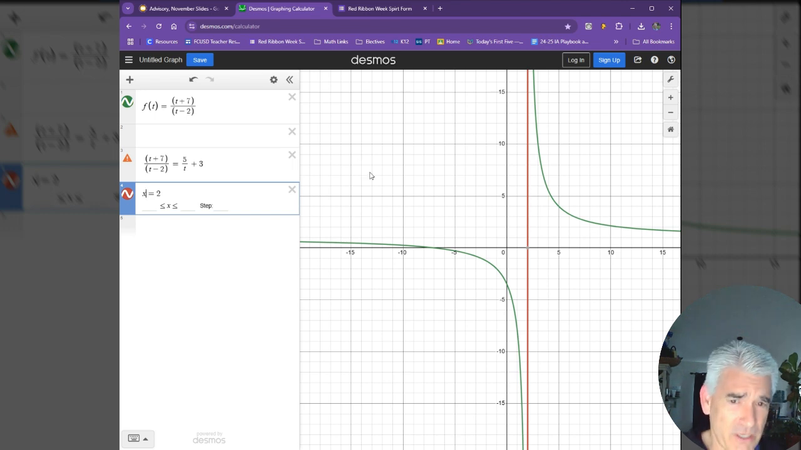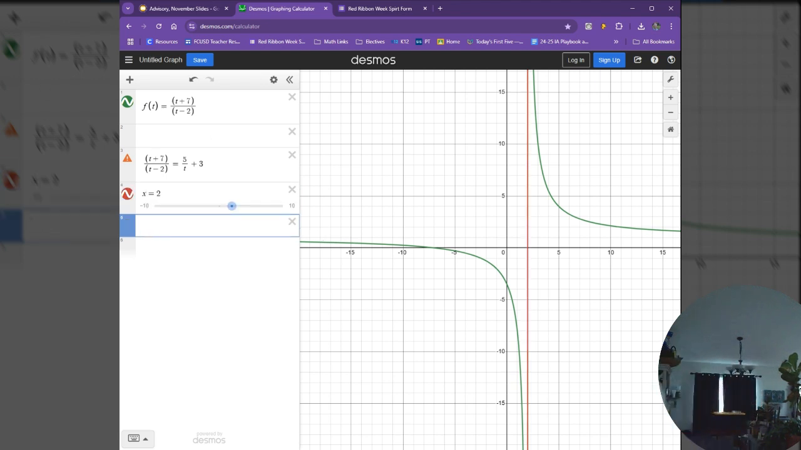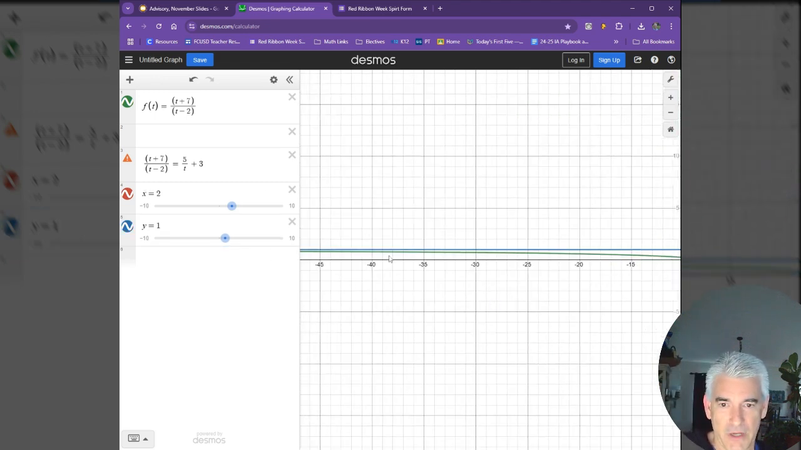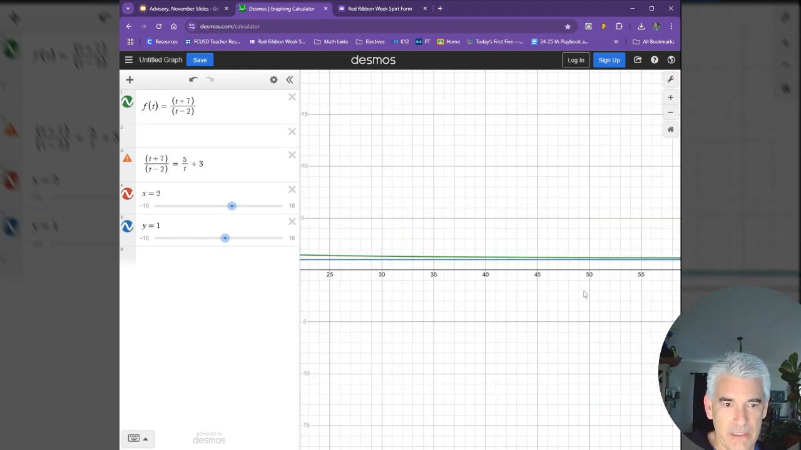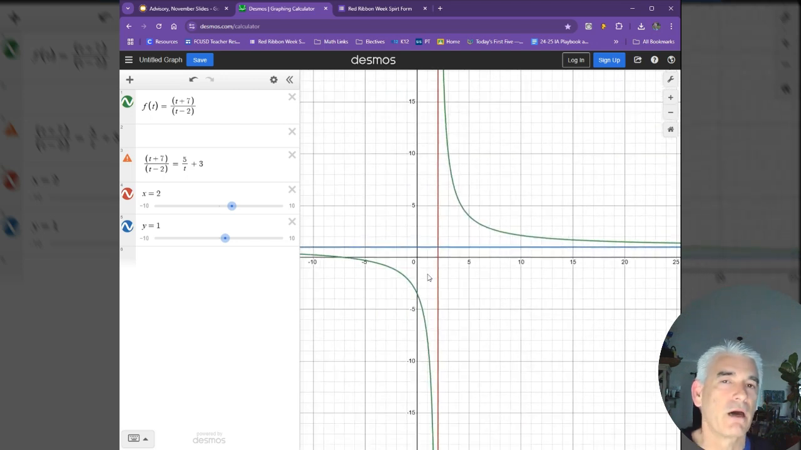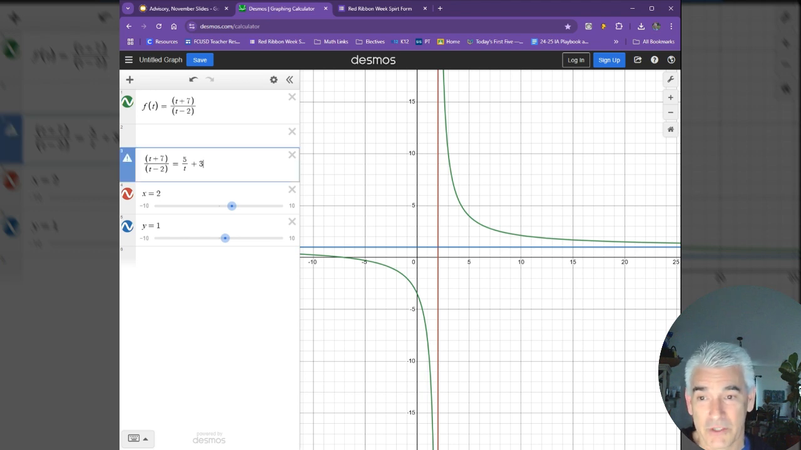It also has a horizontal asymptote at y equals 1. So if I typed in y equals 1, you'll notice that over here it levels off at 1, and in the other direction it levels off at 1. That's another really common behavior in rational functions. So anyway, I want to graph this solution. So I have one function, f of t equals that.